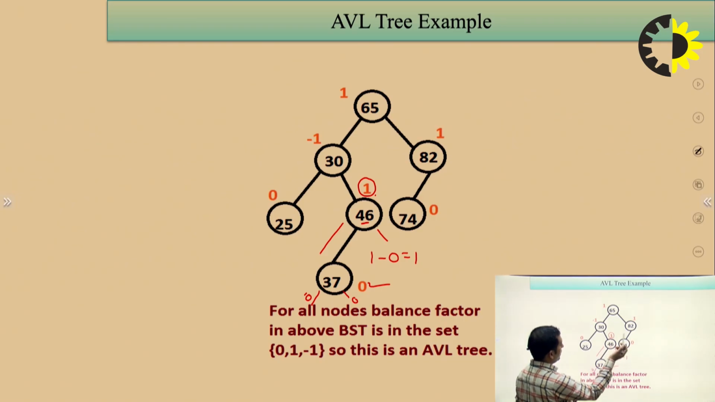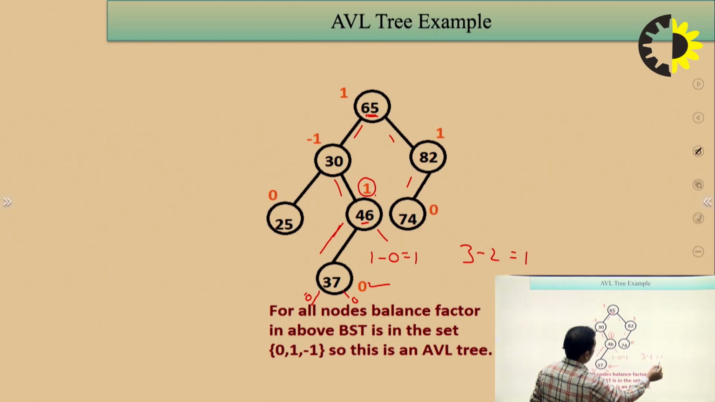Another example: we want to calculate the balance factor of node 65. The height of the left subtree is 1, 2, 3, so the left subtree height is 3, and the right subtree height is 2. 3 minus 2 equals 1. So the balance factor of this node is 1.